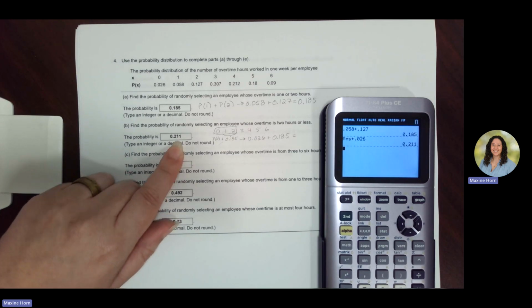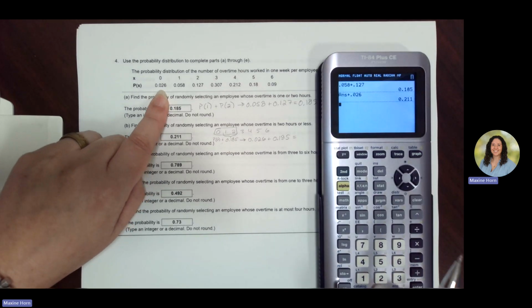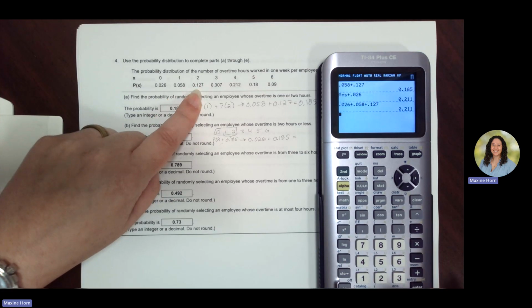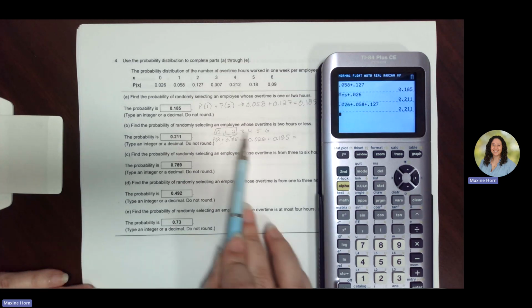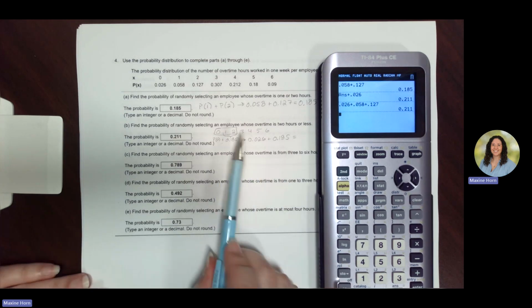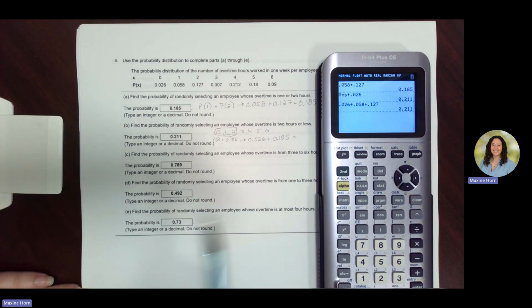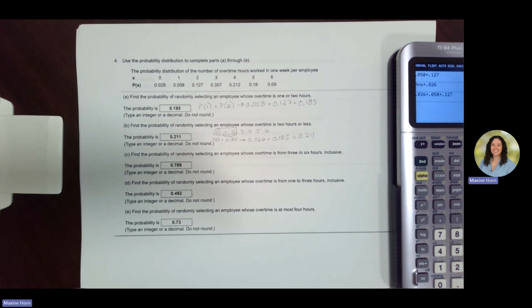Now, if you don't feel comfortable with that and you want to prove it to yourself, you can just go through and you can do it the quote unquote long way. And you can say, okay, 0.026 plus 0.058 plus 0.127, and you can see that you're getting the same thing, okay? But they're doing this for a lot of reasons, but one of them is they want you to see that if you've already done part of the work in a previous part of the problem, you can save yourself some time by just doing the part that's left, okay? So 0.211.